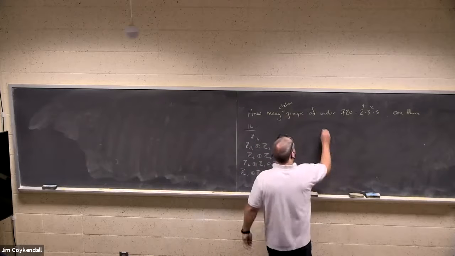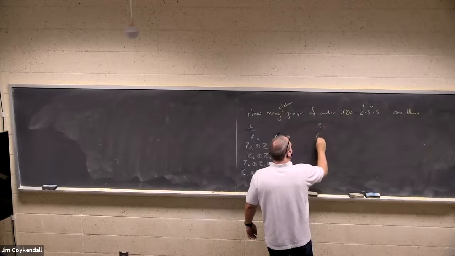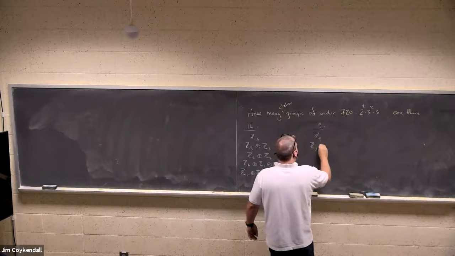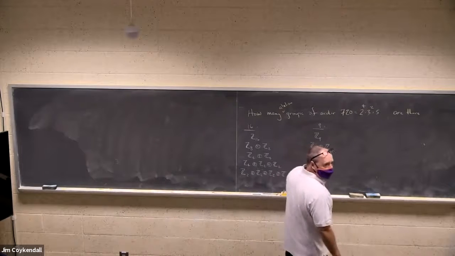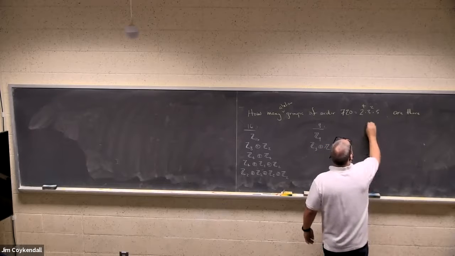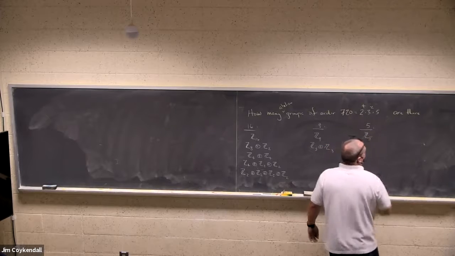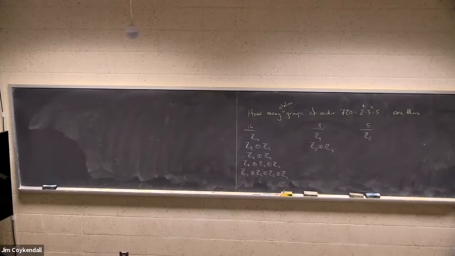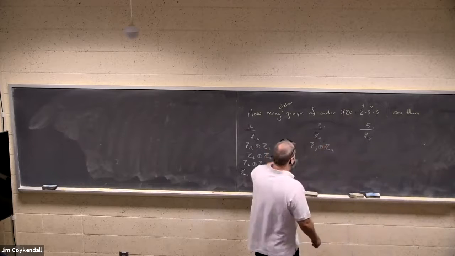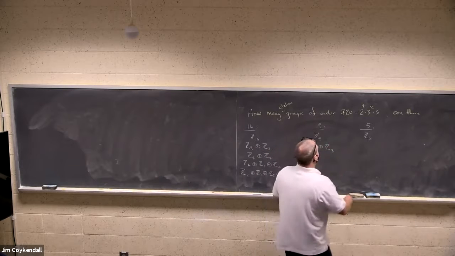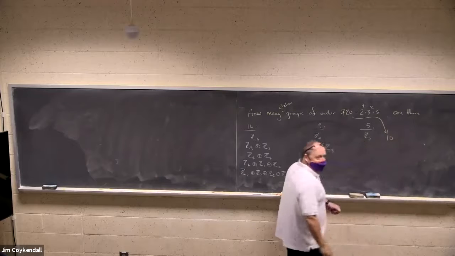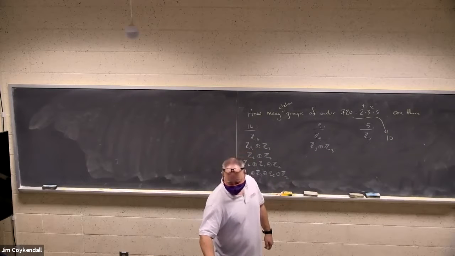And what about 9? Well, 9 is Z9 or Z3 direct sum Z3, and you're done. And then 5 is prime, so that's it. Everybody okay with that? So, to answer the question: how many Abelian groups of order 720 are there? Looks like there's 10, right? Because you've got 5 choices here, 2 choices here, and you're stuck with this. So it looks like there's 10. Okay, any questions?